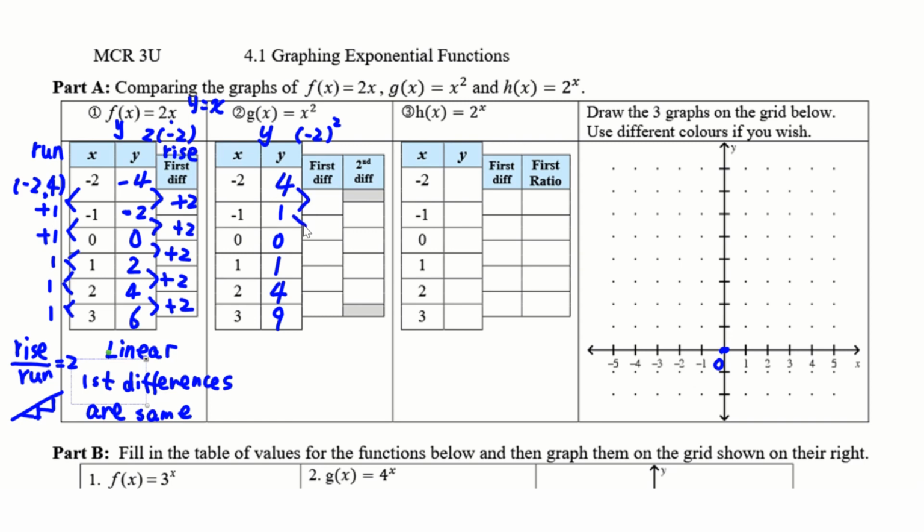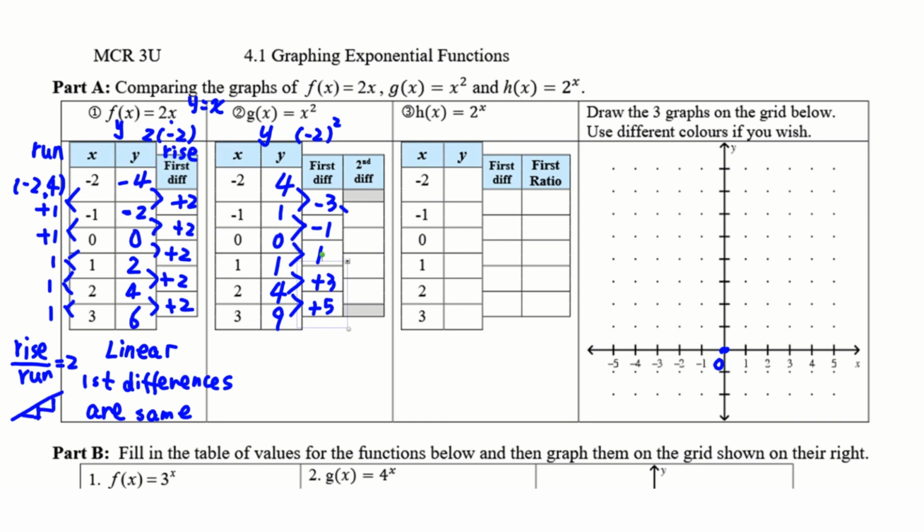And we try to find the rise of y. So the difference of y from 4 to 1 is down 3, 1 to 0 down 1, 0 to 1 up 1, up 3, up 5. And you will see the run is still up 1, up 1, up 1, the same, but rise over run this time is not the same, so it's not a straight line.